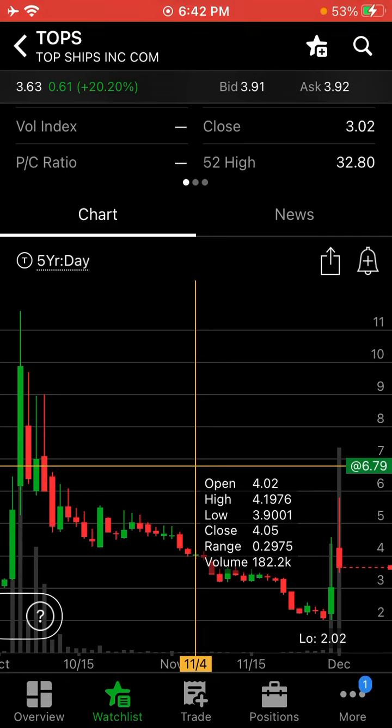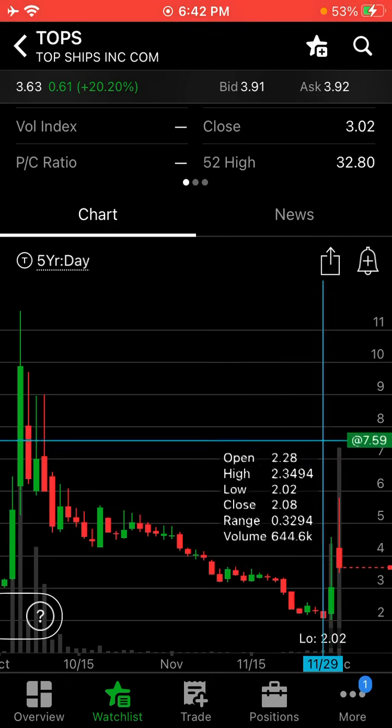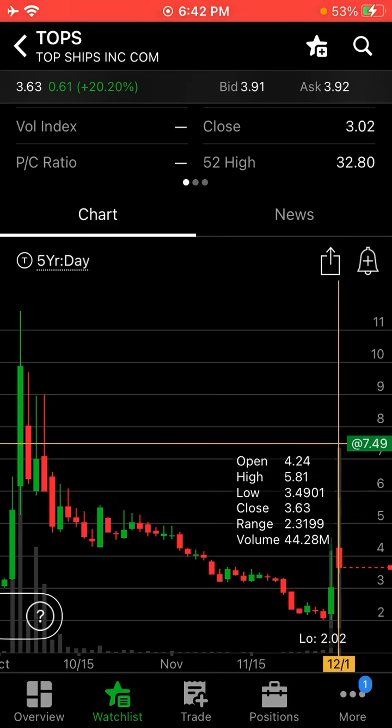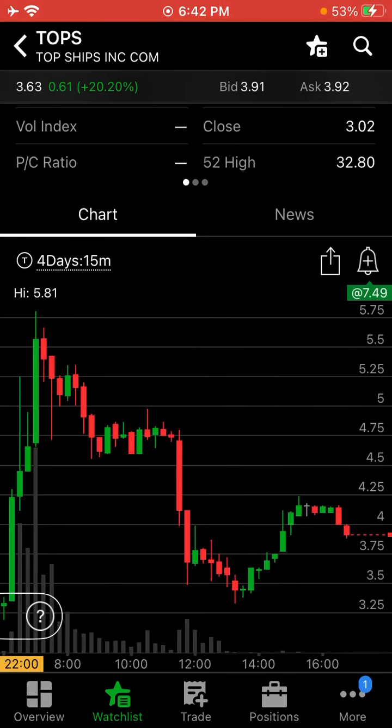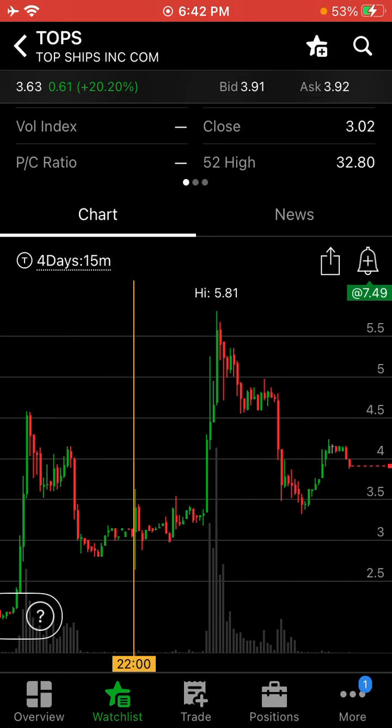Now there are some trading softwares, I believe, that show you the volume in dollar amounts so you can have an idea of how many dollars went into the stock in one day. But I usually just do a rough estimate.